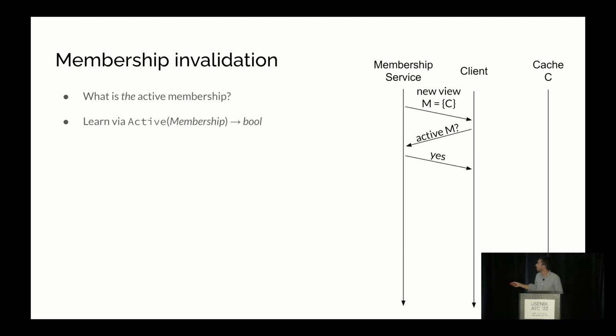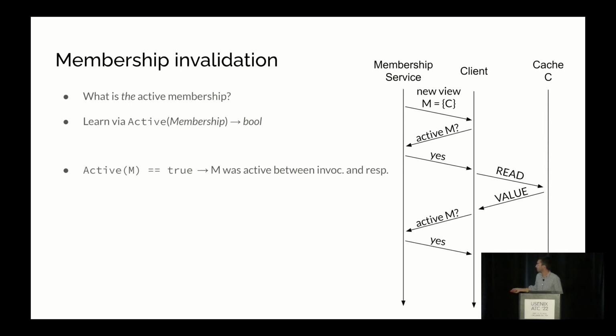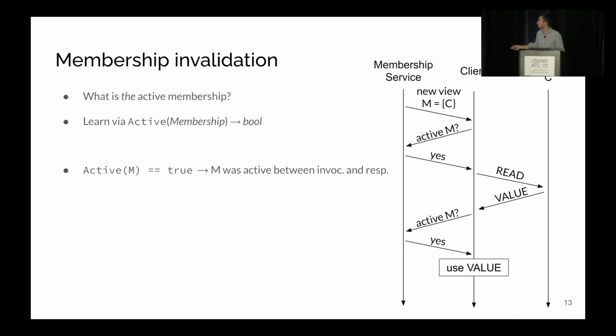How it works, that simple. The client is just going to ask the membership service. Then, when it gets the yes, the thing is active, it knows that at some point between the invocation and the response of the method, that membership was active. So then it contacts the cache, and finally, after having read the value from the cache, it calls active again. And what it knows there is that because the membership was active before and also after reading from the cache, then that membership was active all the way through when we were reading the cache. So the read there was not pulling some stale data.